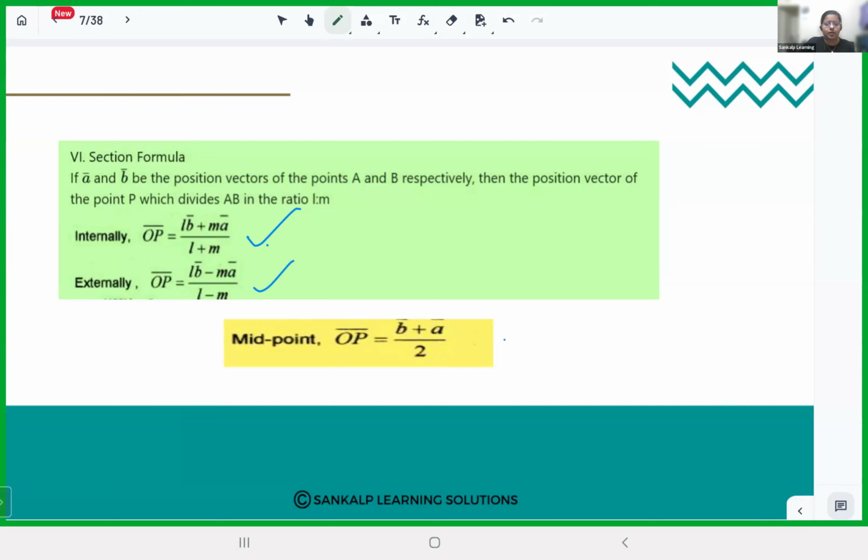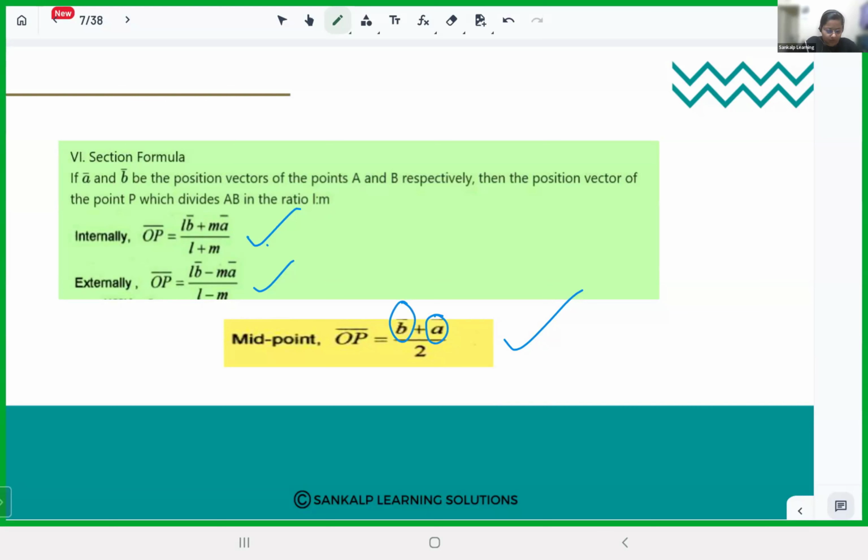And if it is the midpoint, that is, if the point P divides the line AB equally, in the ratio 1:1, then the position vector OP is nothing but vector B plus vector A divided by 2. Here vector B and vector A are the position vectors of the points B and A respectively. Divided by 2 will give you the position vector of the midpoint.